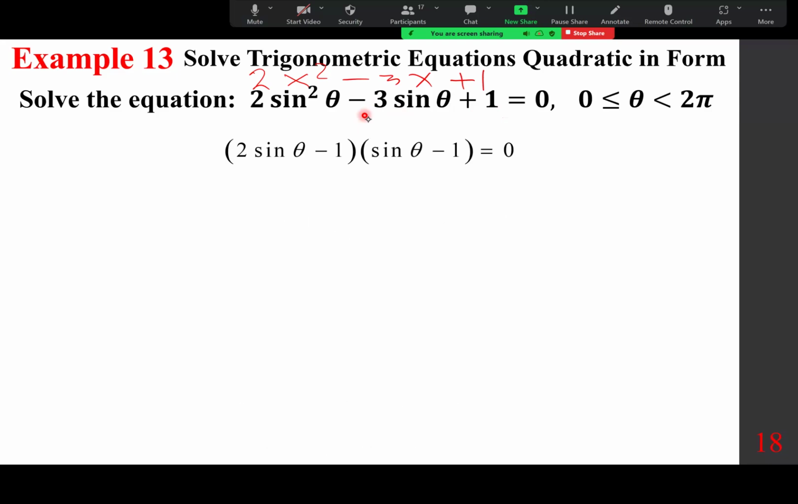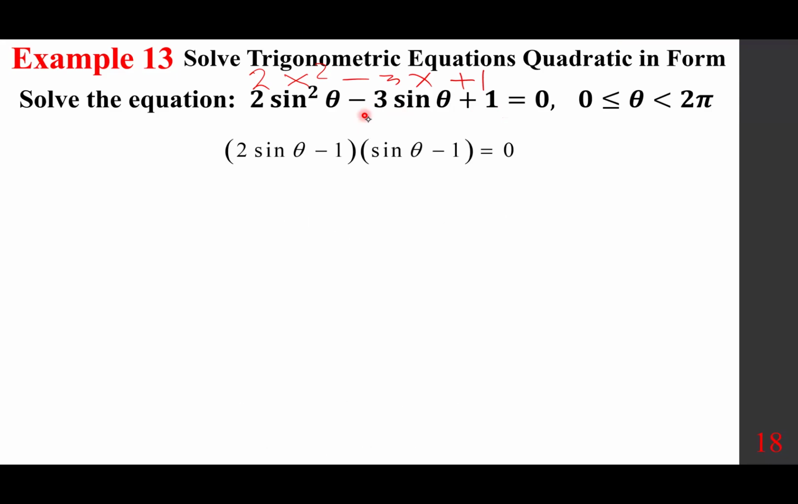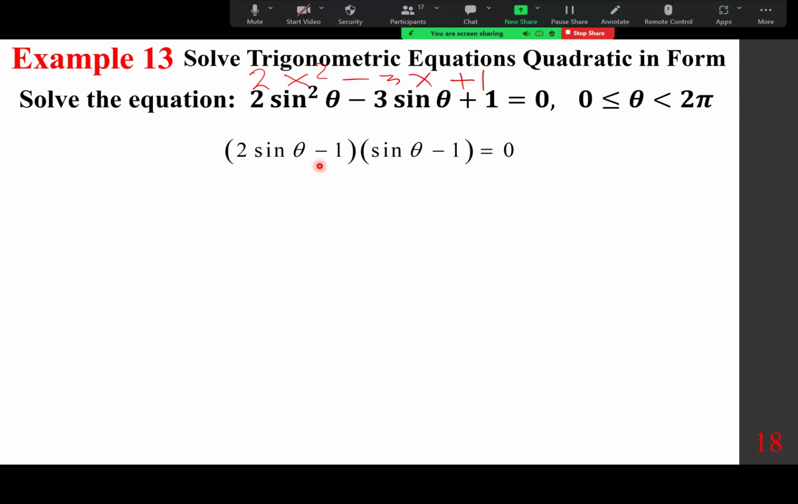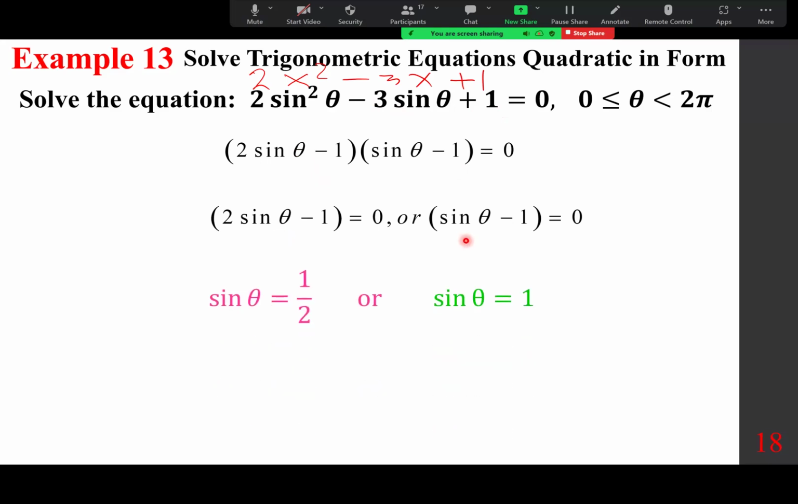And so you factor them into this. 2 sine theta minus 1 is 0, or sine theta minus 1 is 0, and this gives you sine theta equals 1/2. This gives you sine theta equals 1. Again, we've done this before. This is pi over 6 or 5 pi over 6, and this is pi over 2. We had done this before. There is nothing brand new here, class.